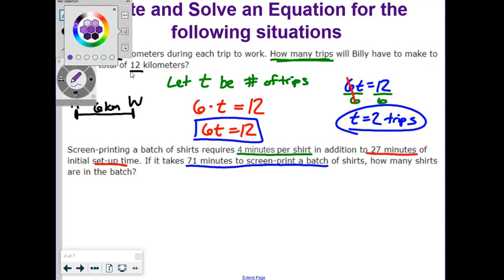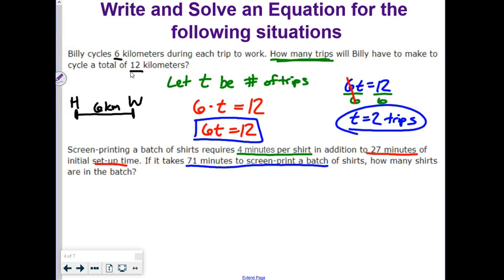Let's get a new color. How about a purple? And the thing that we're trying to find is, it's asking how many shirts. So let's let... I like to use the same letter as what we're doing. So it would be S, but S kind of looks like a number. It looks like 5. So I'm just going to do let X be the number of shirts in this batch. So let X be the number of shirts.